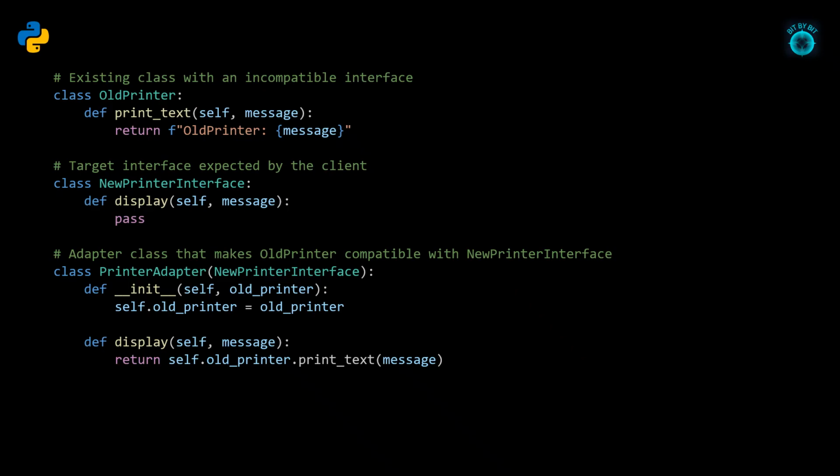Because the method names don't match, the oldPrinter class is incompatible with the client code directly. To solve this, we create an adapter class called printerAdapter. It implements the newPrinterInterface and takes an oldPrinter object as input. Inside the display method, it simply calls printText on the oldPrinter. This allows the adapter to translate the expected interface into the old one.